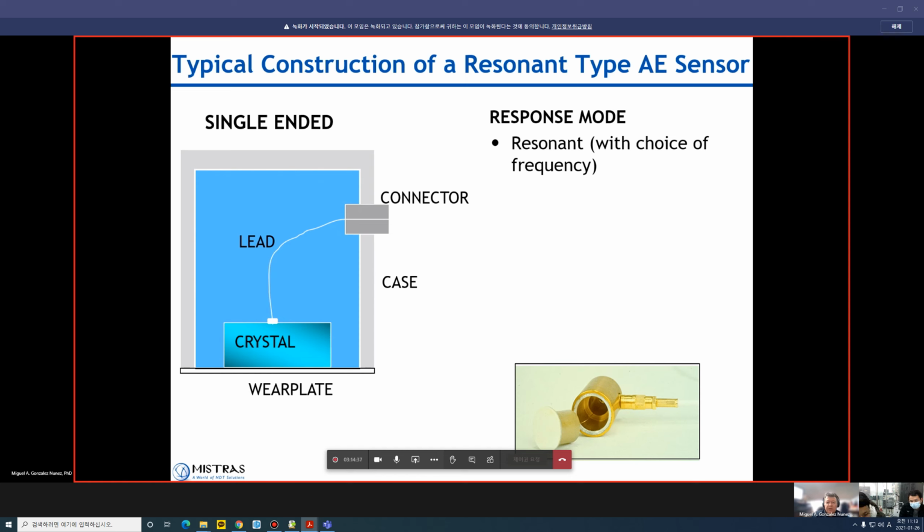And then we have different response modes. We have the so-called resonant type sensors, which means they have a narrow frequency band of operation, like the one you have. You said it is the Micro 80? Nano 30. Nano 30, okay. The resonant frequency of that sensor is around 300 kilohertz.